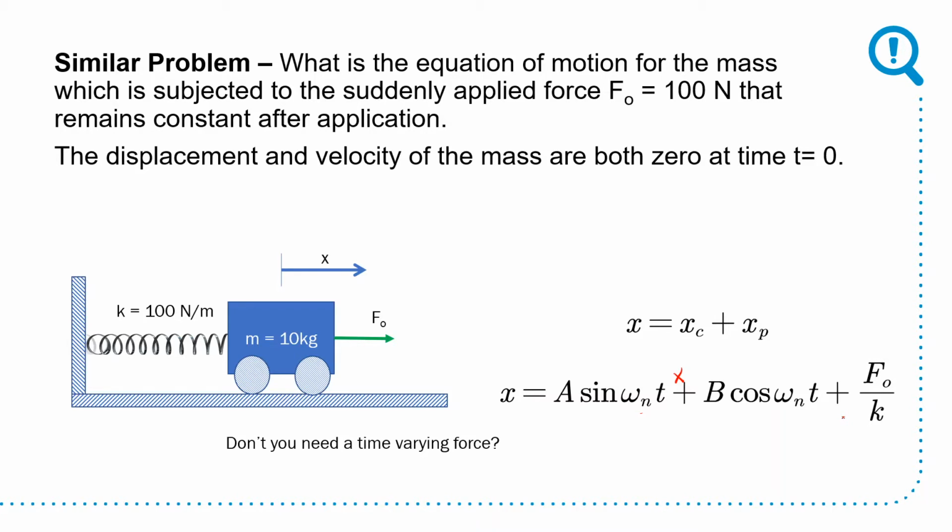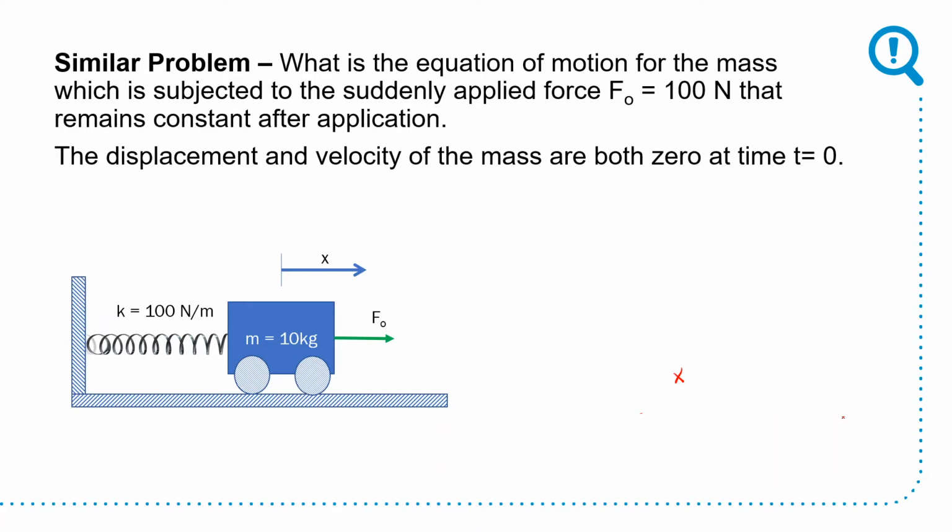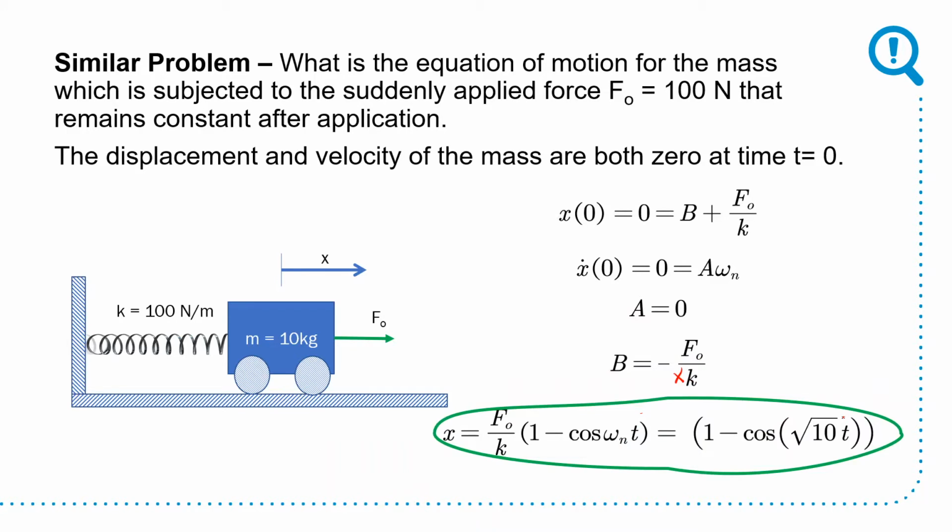So normally we get rid of them if they were internal, say for example a weight force, but we can't do it in this particular case. So substitute in all of the expression terms, and we end up with x equals f naught over k, 1 minus cos omega nt, or based on the value of k and m, 1 minus cos square root 10t. That was cos square root 10t. Excuse me.